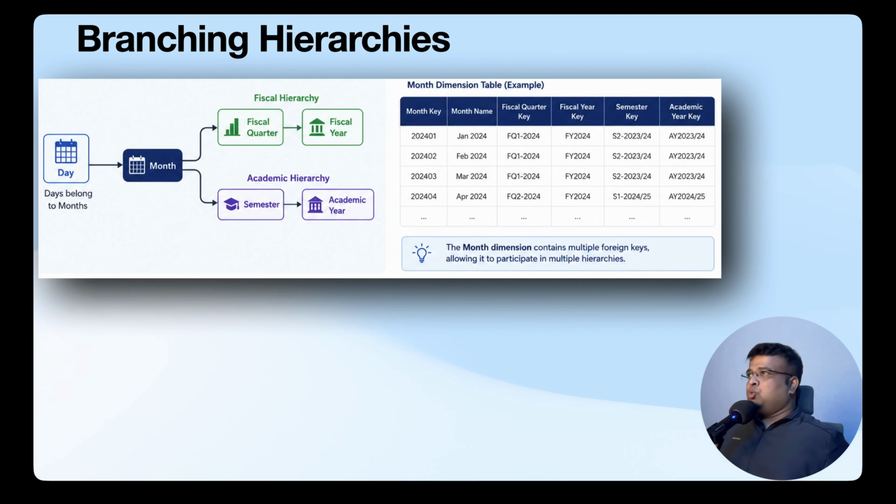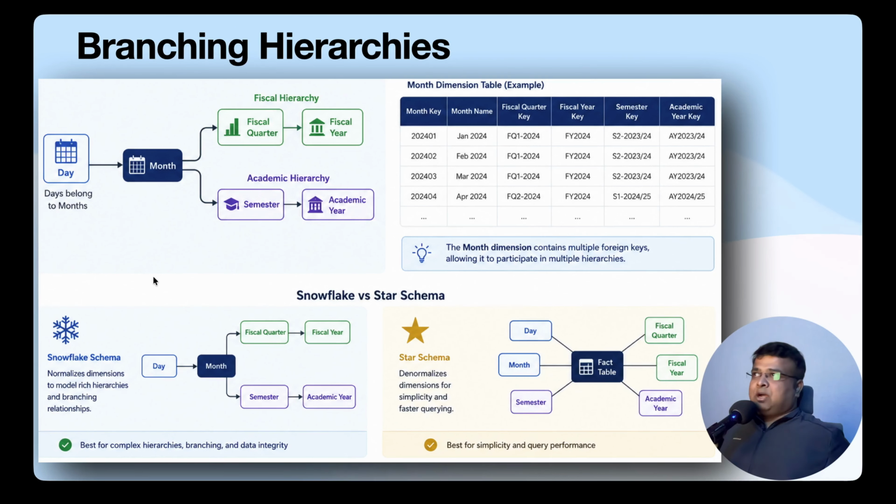Now you no longer have a simple straight hierarchy because you have branches. In that situation, a month dimension table may contain multiple foreign keys, that is fiscal quarter key and a semester key, and that will allow the same month to participate in multiple hierarchical structures at once. So overall, snowflake schemas become especially useful when your dimensions contain rich hierarchies or branching relationships, whereas star schemas prioritize simplicity and faster querying by flattening everything together.